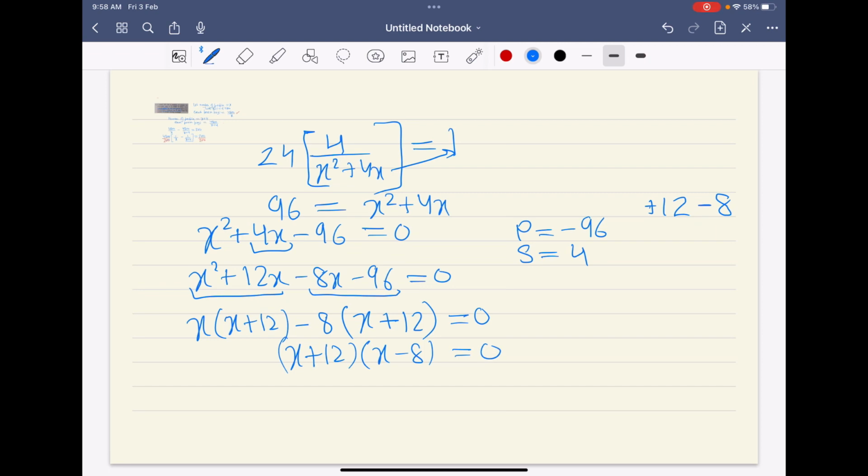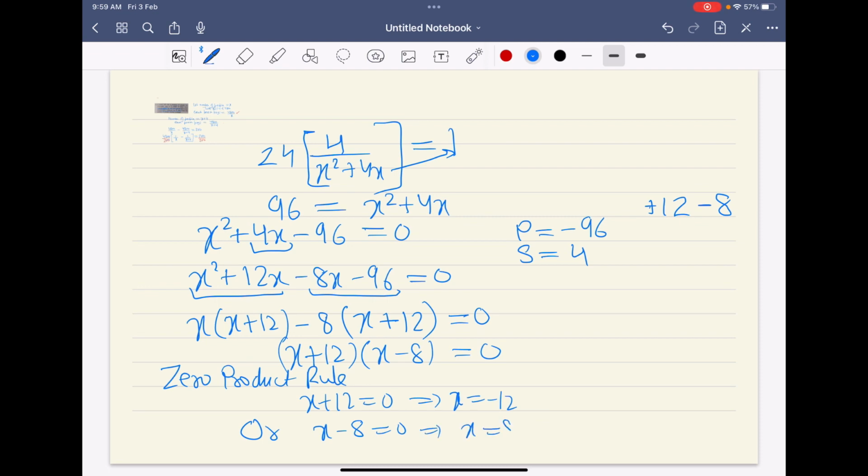So applying zero product rule. Okay, what is zero product rule? It says if there are 2 or 3 numbers whose product is 0, then either of the numbers can be 0. So as per zero product rule, either x plus 12 is 0, which gives us x equals minus 12, or x minus 8 is 0, which gives us x equals 8.